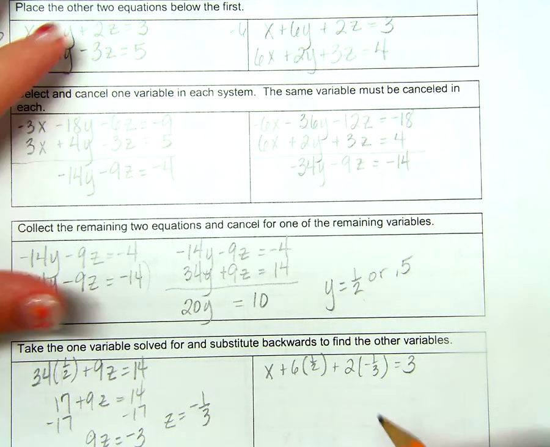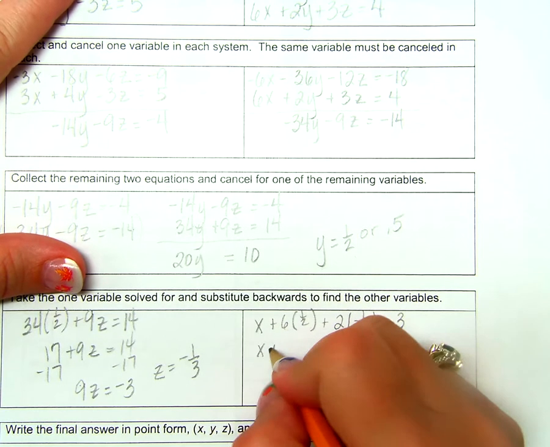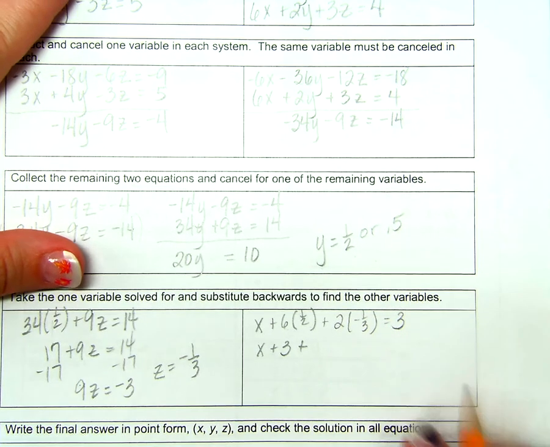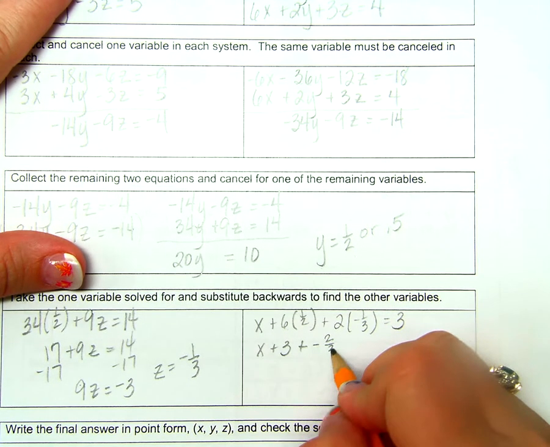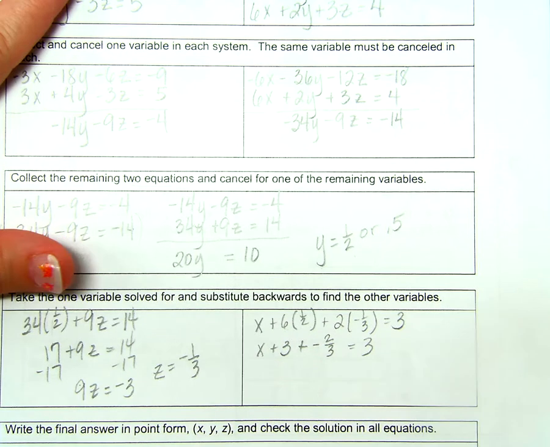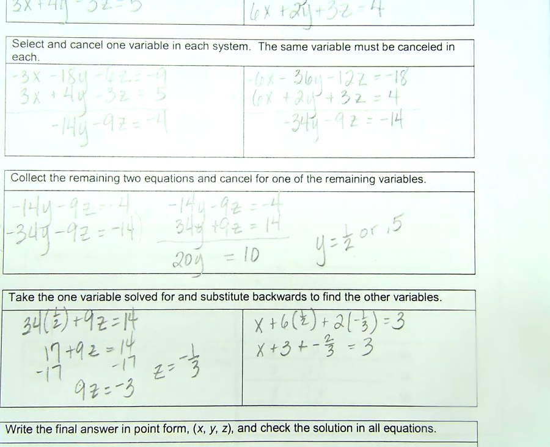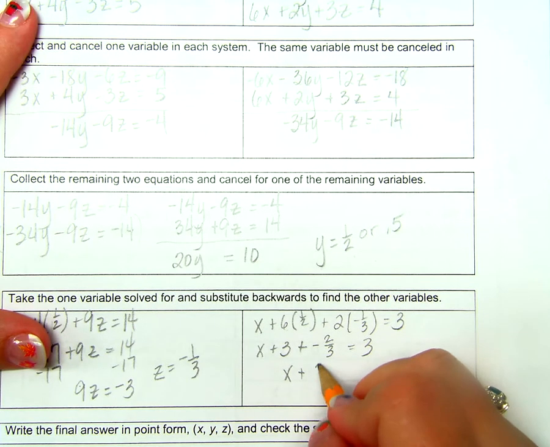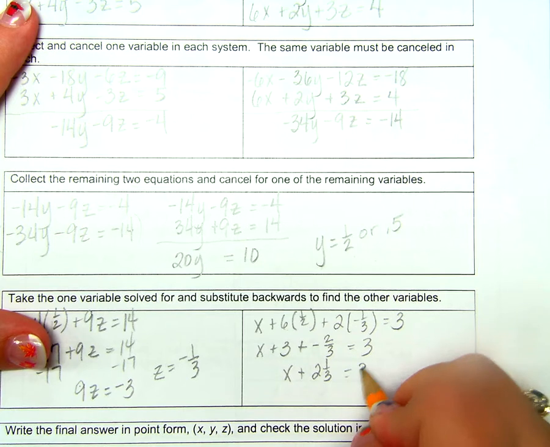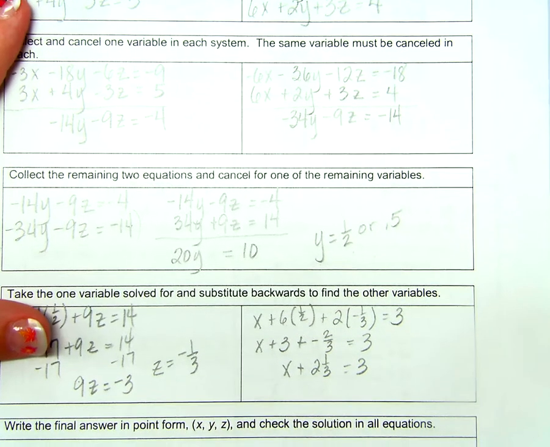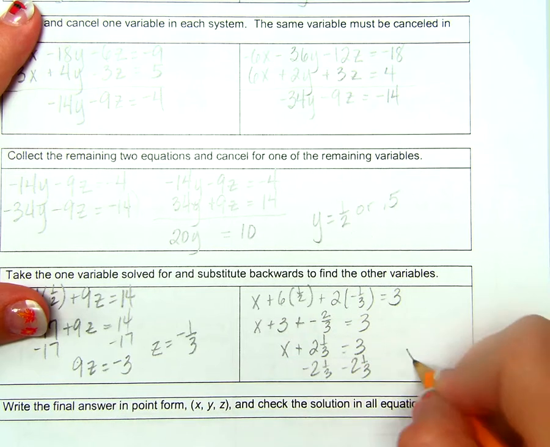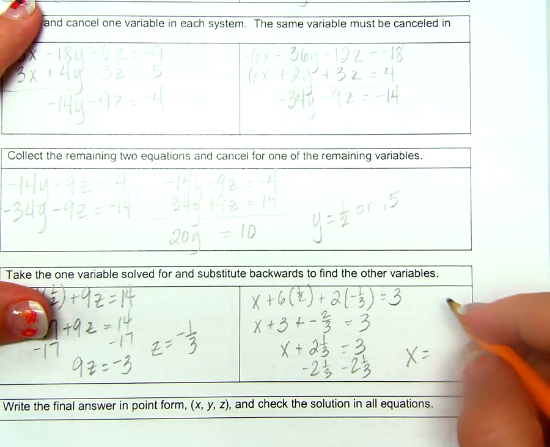Okay. So what's half of 6? And what's a negative third of 2? How about negative 2/3? Right? Equals 3. What's 3 and negative 2/3? X plus 2 1/3 equals 3. And how do I solve for x? Subtract 2 1/3. What's x equal? 2/3?